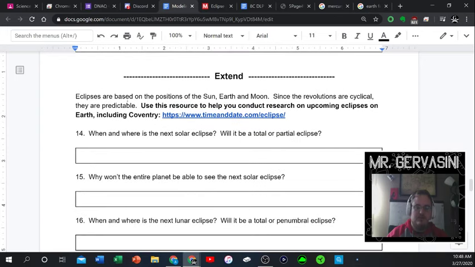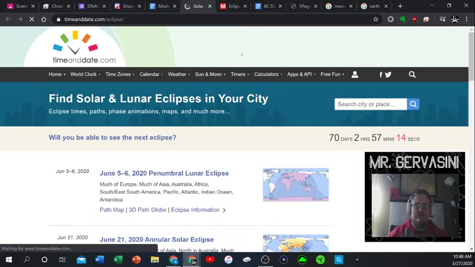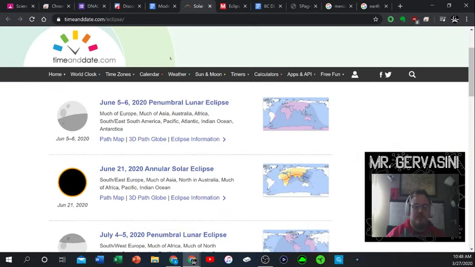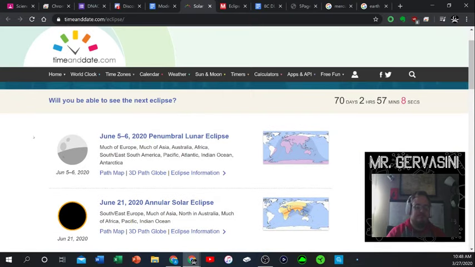So you're going to go here. Eclipses are based on the positions of the sun, earth, and moon. Since the revolutions are cyclical, they are predictable. Use this resource to help you conduct research on upcoming eclipses on Earth, including Coventry. So you go to timeanddate.com/eclipse, and you find out when the next eclipses are. They're literally right there. Both are in the same month. Pretty interesting. So you go ahead and you put those months in there and the dates. Tell me if it's a total or partial, total or penumbral.